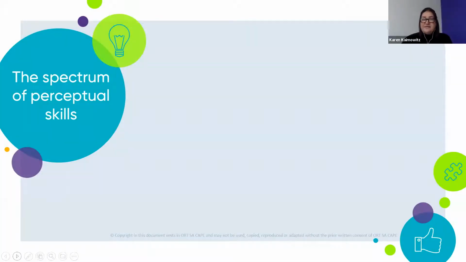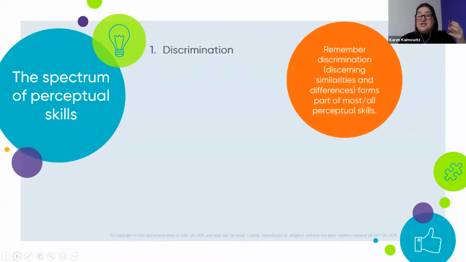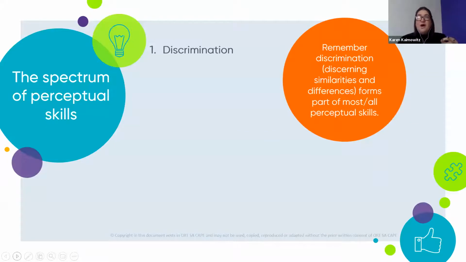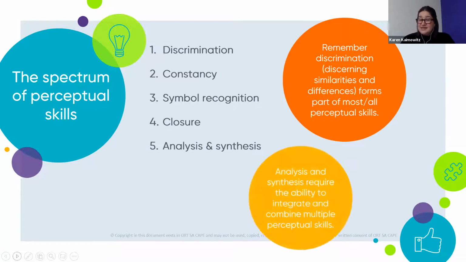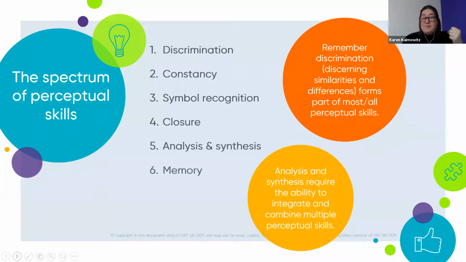Let's look at which perceptual skills we spoke about now. We spoke about discrimination, because discrimination, if you remember, forms part of all of the other perceptual skills. We spoke about constancy, symbol recognition, closure, analysis and synthesis, which is, remember, the ability to integrate and combine the multiple perceptual skills. Memory: I had to keep in my mind and remember that I wanted a certain block that I had used or seen the other day.